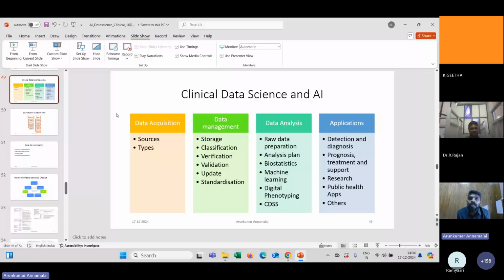The problem is this is not uniform. If I build a model for one hospital and go to the other hospital, the two hospitals will not be the same. Even inside government hospitals, from one government hospital to another, the source and types of data are not the same.